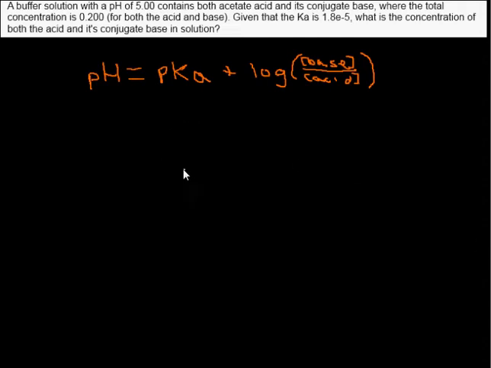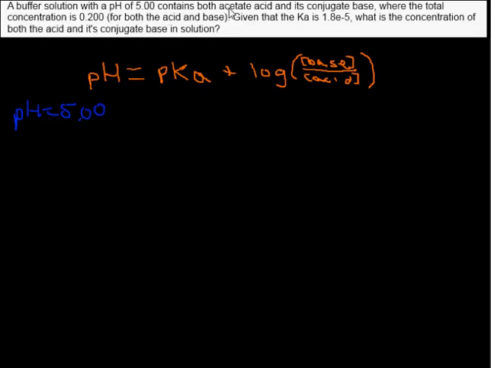Alright, continuing the Henderson-Hasselbalch equation legacy, we're going to be using this equation to solve an even harder question. Okay, so a buffer solution with a pH of 5, so we can go ahead and say the pH, and it would help to just write down the information, like dissect it piece by piece.